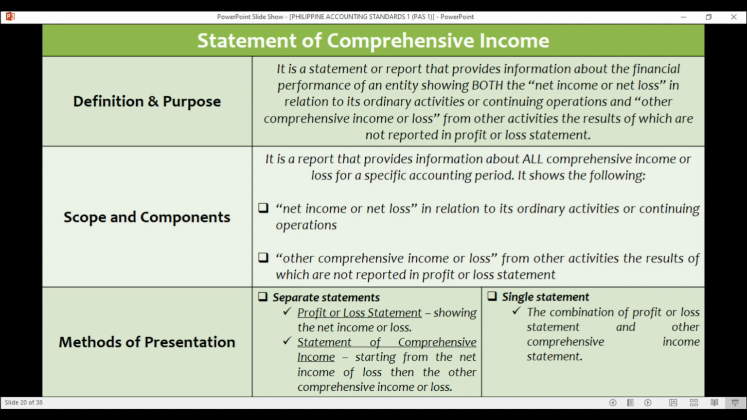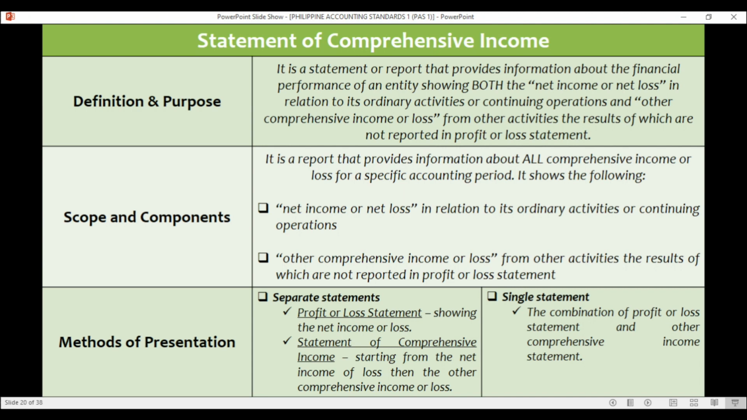Therefore, the statement of comprehensive income encompasses both the net income and net loss reported in your profit or loss statement, and the other comprehensive income or loss reported in the other comprehensive income statement.